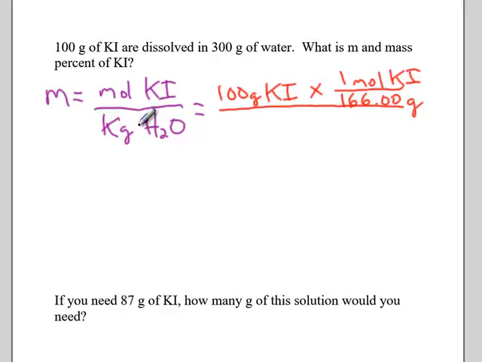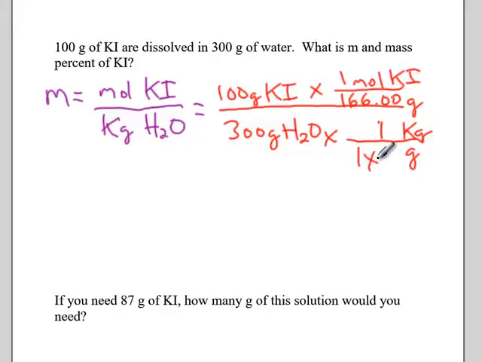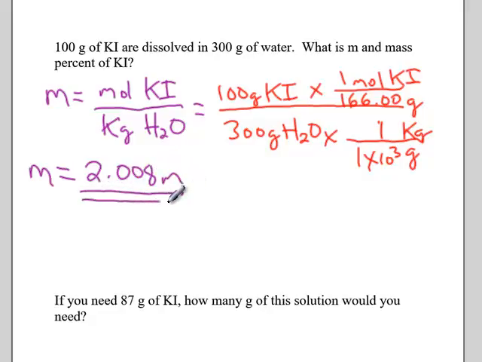The denominator, 300 grams of water, we have to turn that into kilograms, so we can turn grams into kilograms. Kilo means 10 to the third, so that goes on the opposite side of the fraction, just like previously in this class. And when we divide those two, little m, the molality, should be 2.008. And the way you would read that is 2.008 molal potassium iodide.